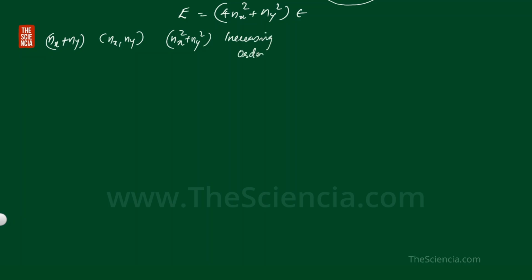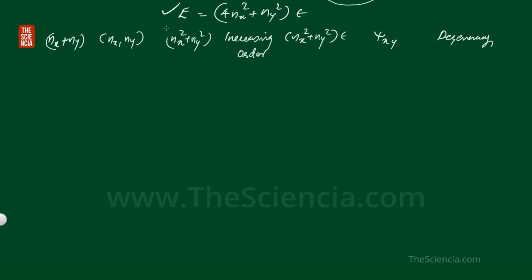Then we found out the energy, that is (nx square plus ny square) into E, and then we found the wave function. Then we found the degeneracy. This is what we did in the earlier case. Here there is a slight modification. Here, what is the equation for energy? That is 4nx square plus ny square.